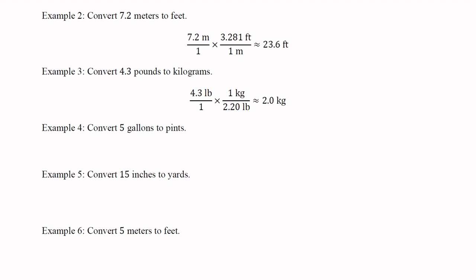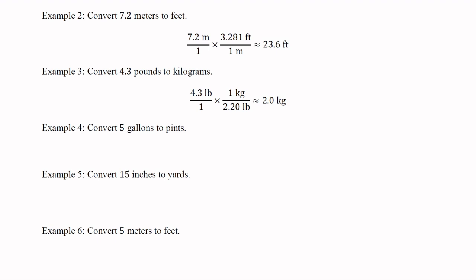Now, this is a round, okay? Don't just put 2 kilograms if you're told to round to 1 decimal place, because when you do the math, you'll probably find that there are numbers that follow that 0. So this is a rounded answer, 2.0 kilograms.